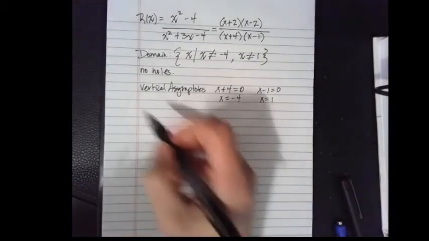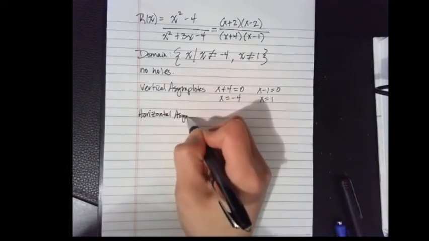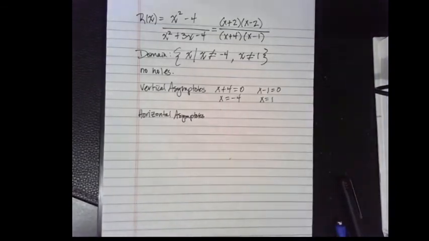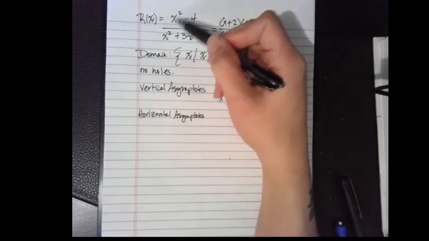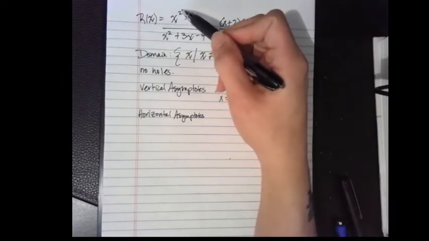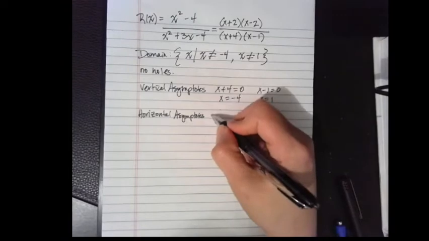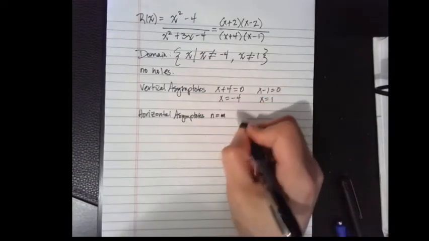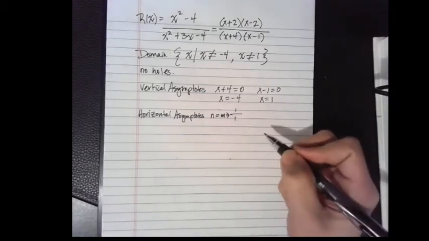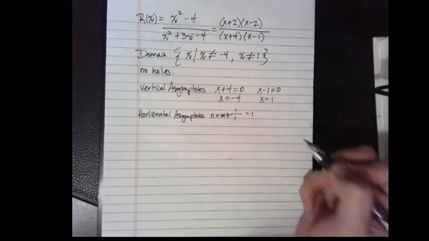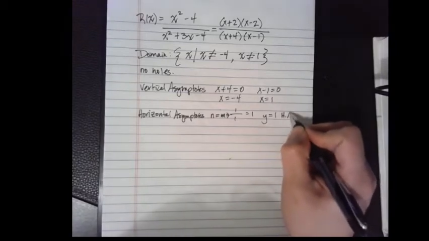Now, horizontal asymptotes. My horizontal asymptotes, and I know it's going to be horizontal because the lead term here, my exponents are the same. So in the numerator, my lead term is x squared. The denominator is also x squared. So we are in the situation where n equals m, and that was the coefficient of the numerator divided by the coefficient of the denominator. So 1 divided by 1, that just equals 1. So y equals 1 is my horizontal asymptote.